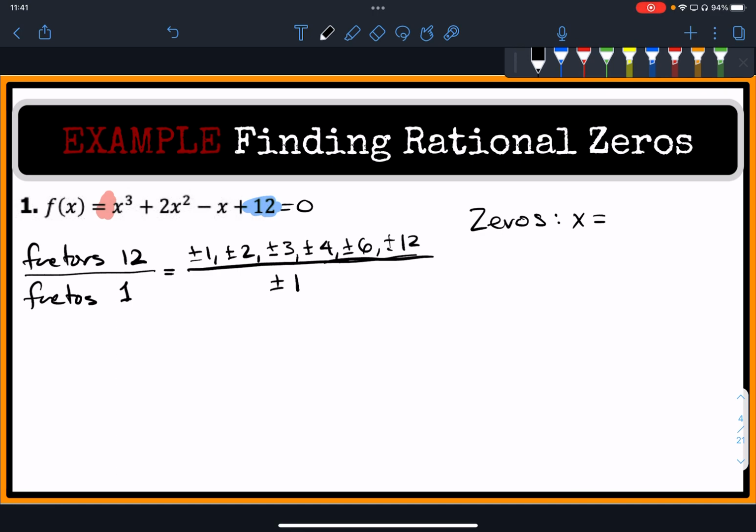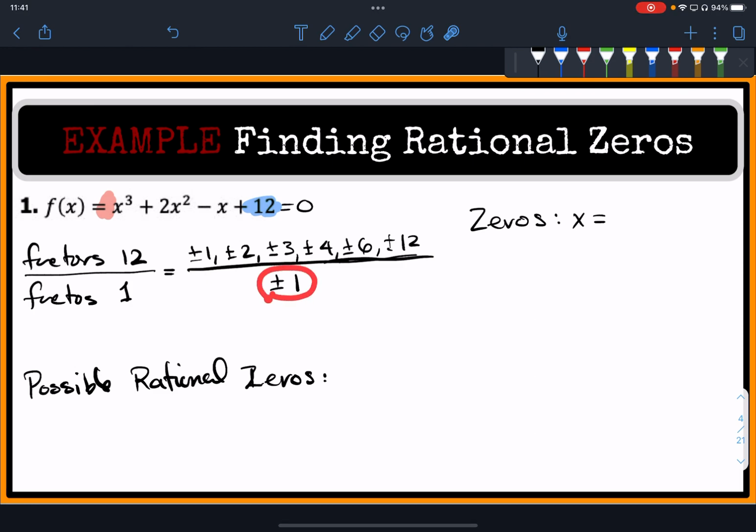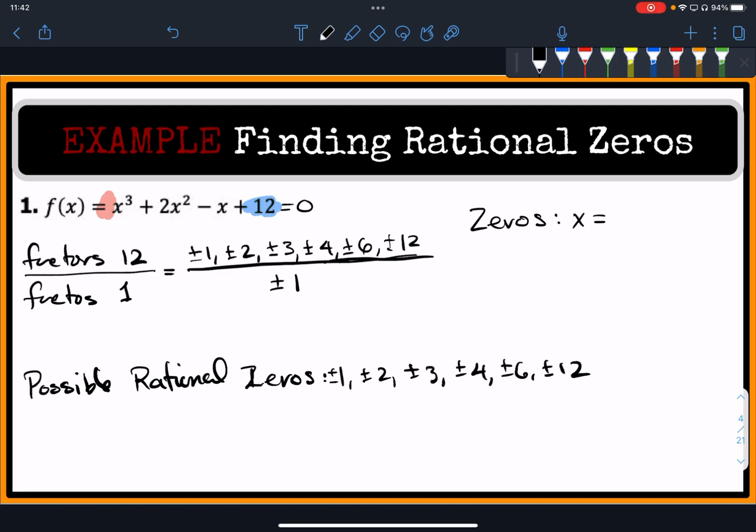So the list of possible rational real zeros is going to be this list of these factors divided by this one factor there. So that's going to be simply 1, 2, 3, 4, 6, and 12. I know I'm only listing 6, but I'm considering again the positive and negative.